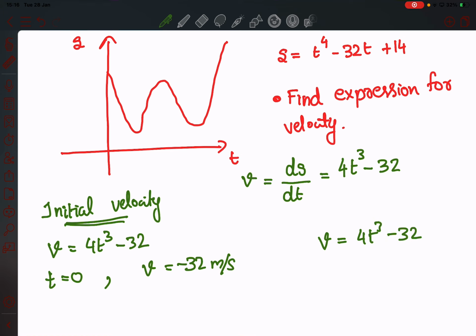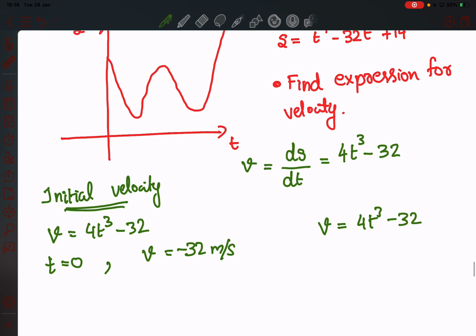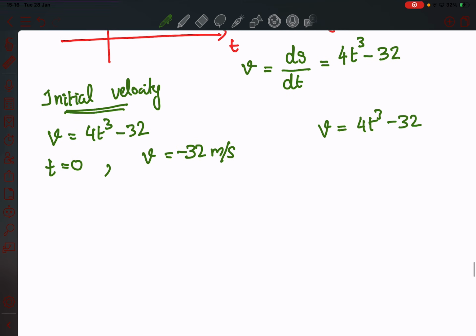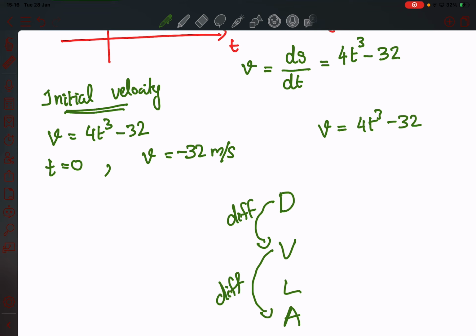Can I find acceleration from velocity? Because the gradient of your velocity time graph would be acceleration. Now, if you have trouble remembering this, I use the DVLA thing. So skip the L. Displacement, if you differentiate it, you get velocity. Velocity, if you differentiate it, you get acceleration. L has nothing to do with it.